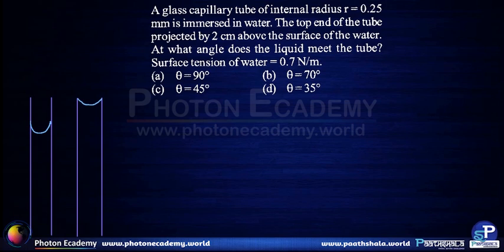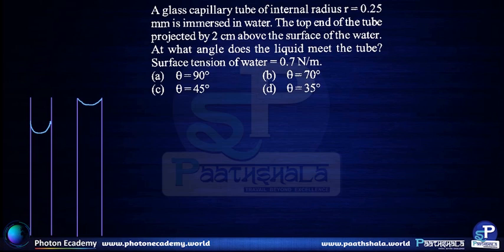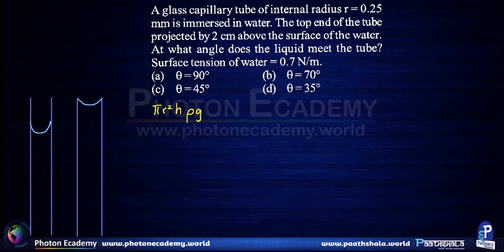In either case, we have a formula that is weight of the water column, which is equal to volume into density, pi r square h. H is the height, rho is the density, and g is the acceleration due to gravity. So this weight of the water column would be equal to the force due to surface tension, which would be the contact line length 2 pi r in this case, into the surface tension, into cos theta.